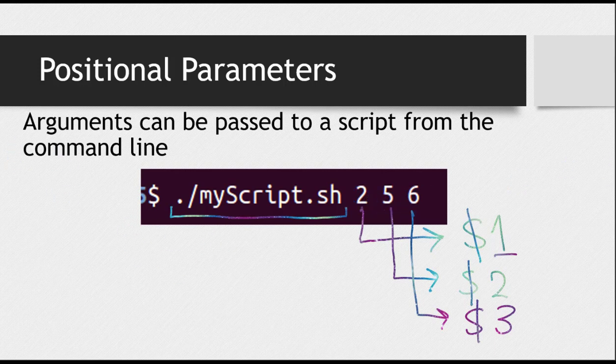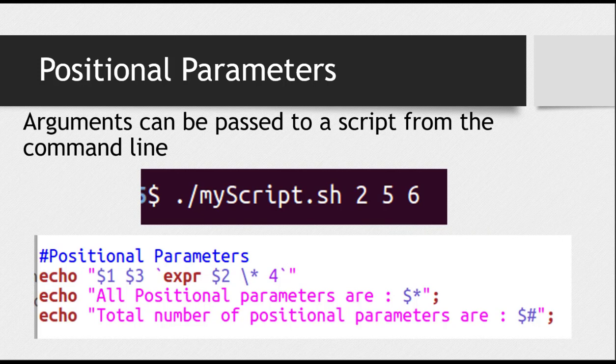Now let's see some code to understand them better. If we have this line, echo $1 space $3, what will be printed on the screen? $1 means 2, so we will have 2 on the screen, then a space and $3, and $3 is 6. Then we have an expression here, $2, which is 5, multiplied by 4. So backslash and asterisk means we are multiplying.